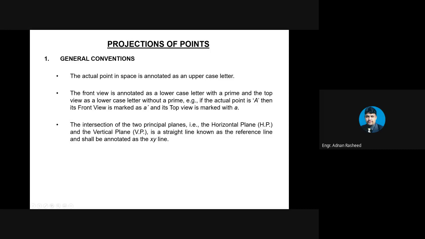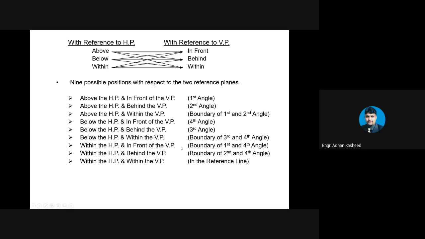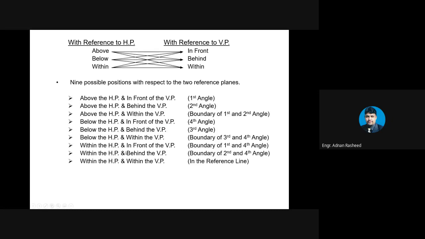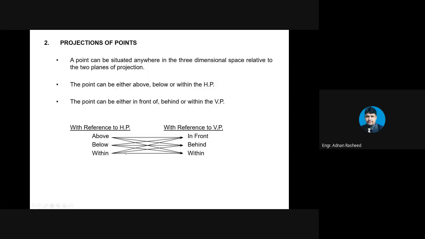So the intersection of the two principal planes, i.e. horizontal plane and vertical plane, is a straight line. I already told you that this line is a reference line and shall be denoted as the XY line. So this is a reference line and it should be marked as the XY line. Okay, so let's start with projection of points.